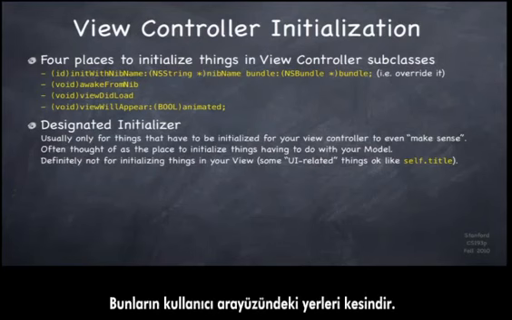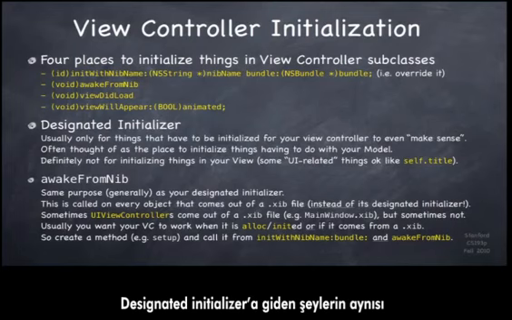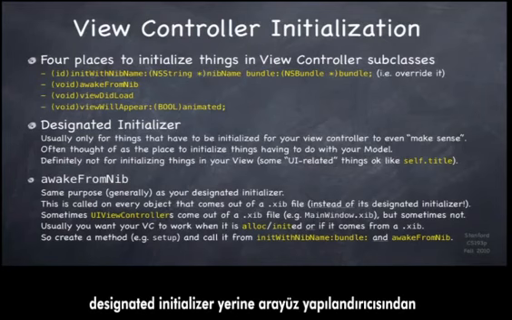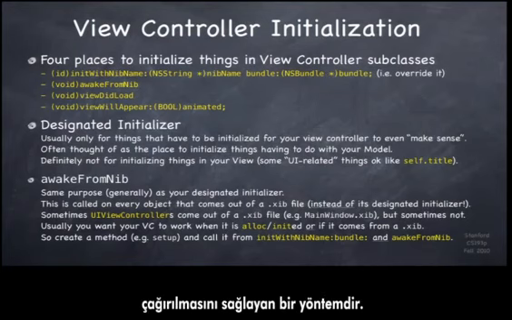Okay, so now what about awake from nib? Awake from nib, the same things go in awake from nib that go in your designated initializer. All right, so what is awake from nib? Awake from nib is a method that's called on every object that comes out of an interface builder file instead of its initializer.